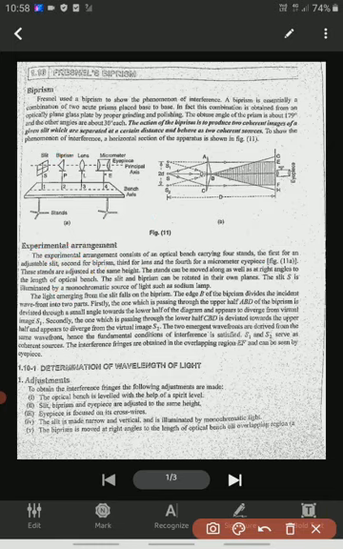It produces two coherent images of a given slit, separated by a certain distance, which behave as two coherent sources. So the main use of the Fresnel biprism is to produce coherent sources.